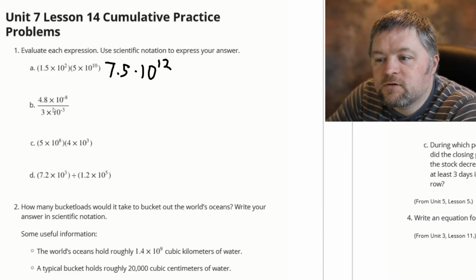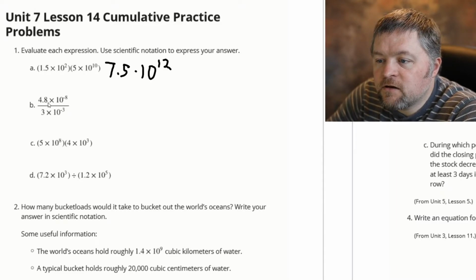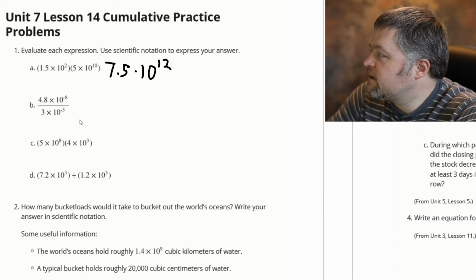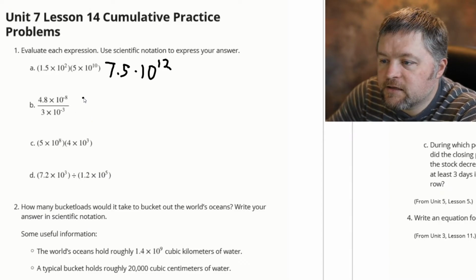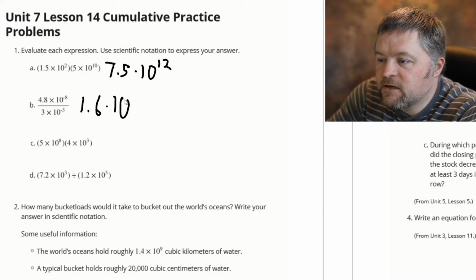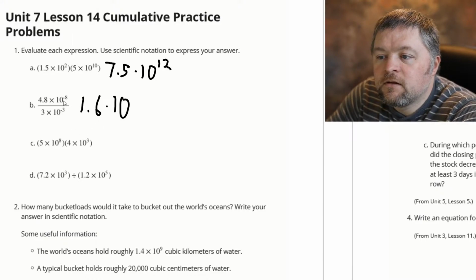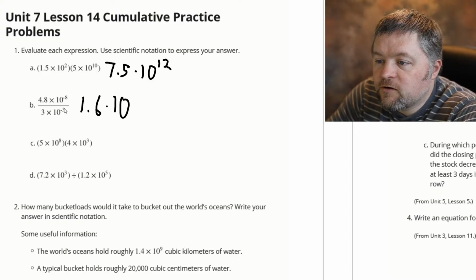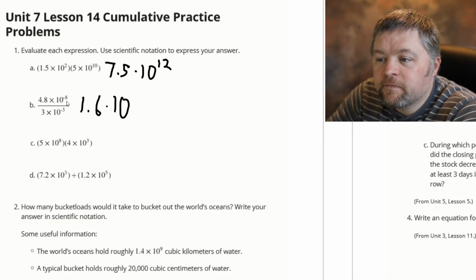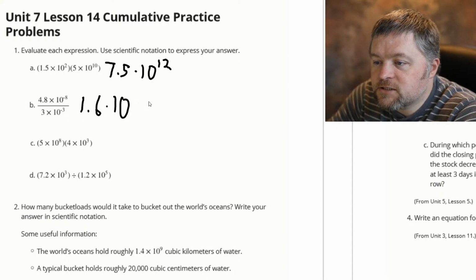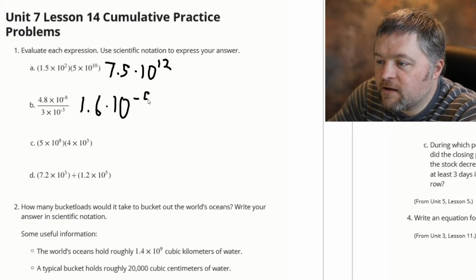Okay, our next one is division. 4.8 divided by 3 is 1.6 times 10. To figure out our power, we're dividing, so we subtract the exponents. Negative 8, subtract negative 3. Subtracting a negative is adding. Negative 8 plus 3 is negative 5.